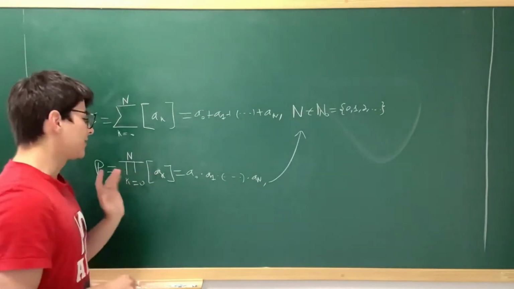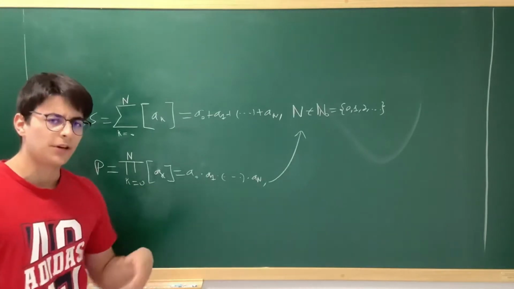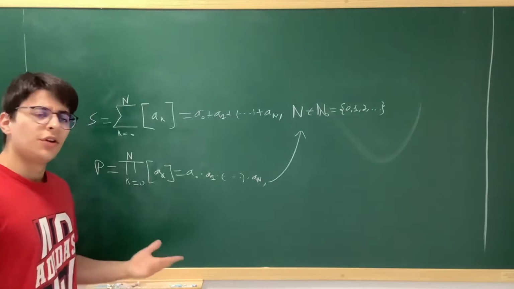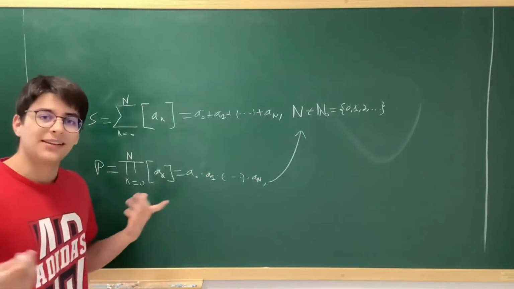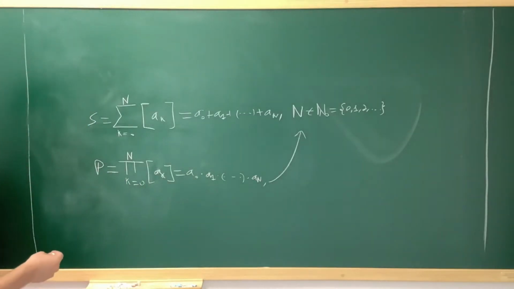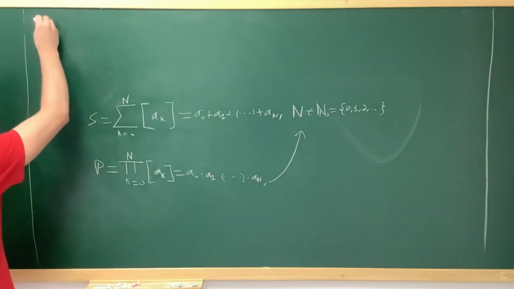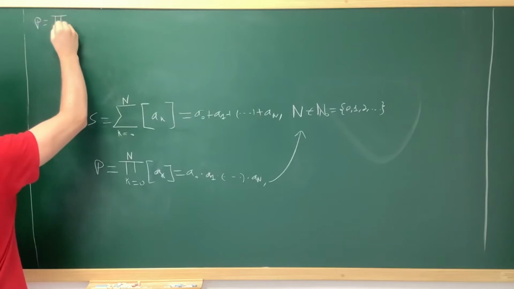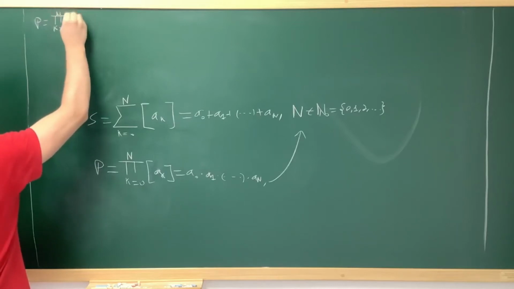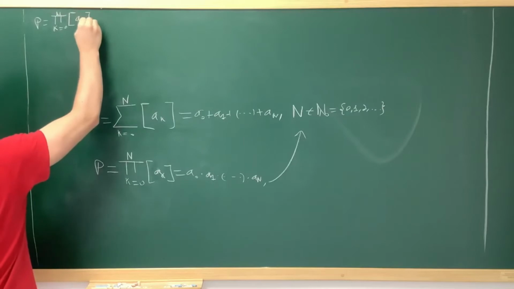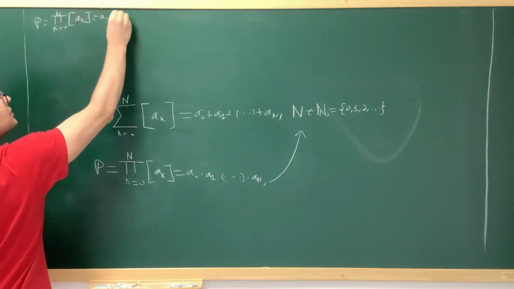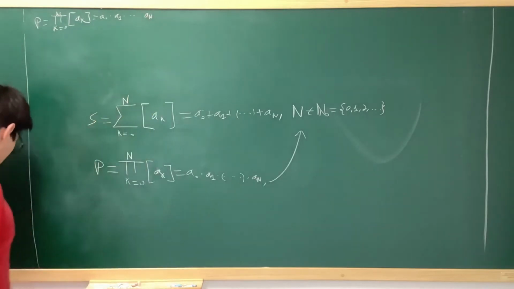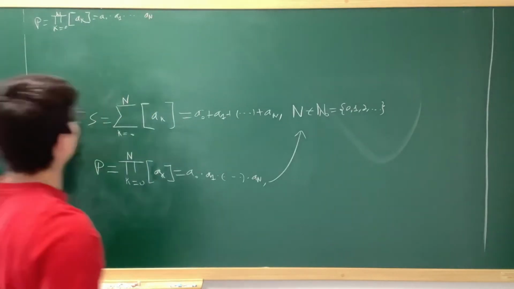Some properties are quickly deduced from this. I will make more videos going more in depth, but this is a quick introduction or a notion of what a productorial is. So let me just erase all of this and put it up there. P is just the product from k equals 0 to capital N of some term ak, and this is just a0 times a1 times dot dot dot times an.